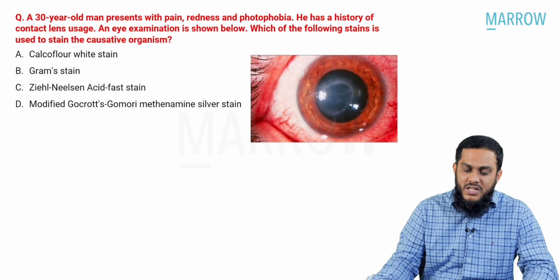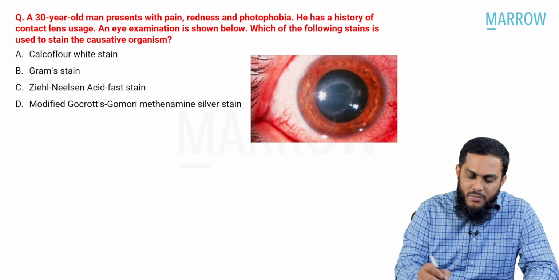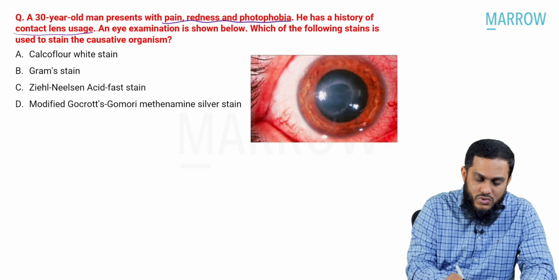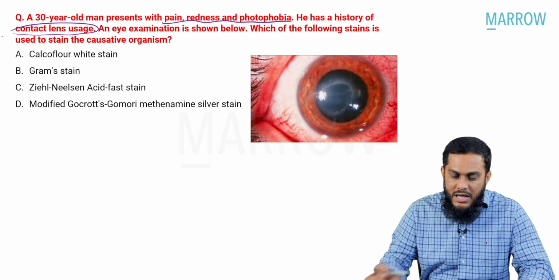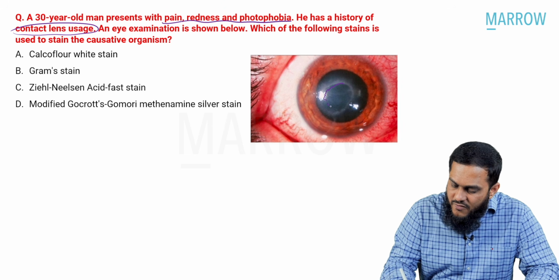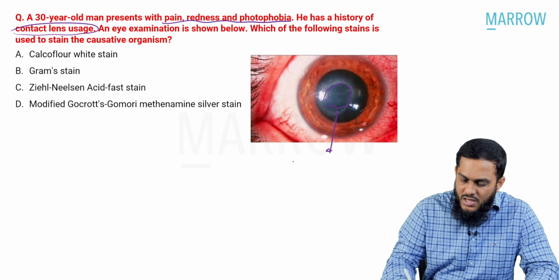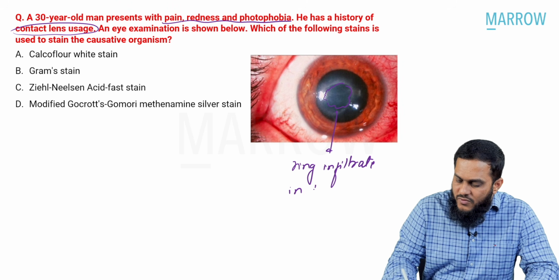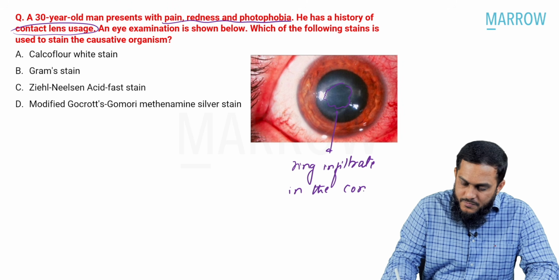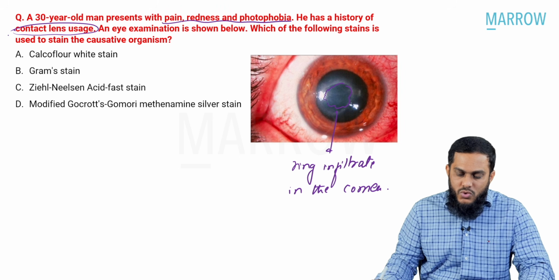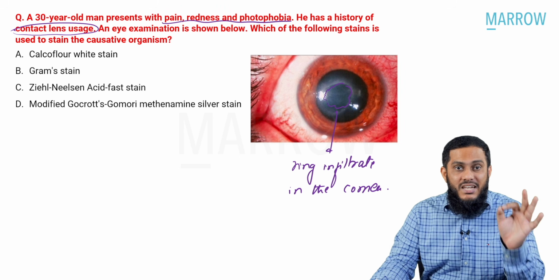A 30-year-old man presents with pain, redness, and photophobia, like you see in the image. He has a history of contact lens usage. The eye examination is shown below. Sir, what do you see in the eye? Sir, I see a ring infiltrate in the cornea. And he was a contact lens user. Right. So we came to the diagnosis: contact lens keratitis.